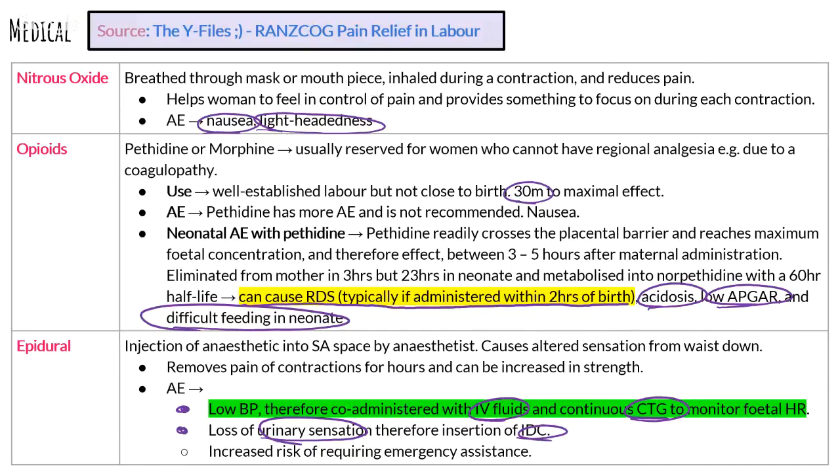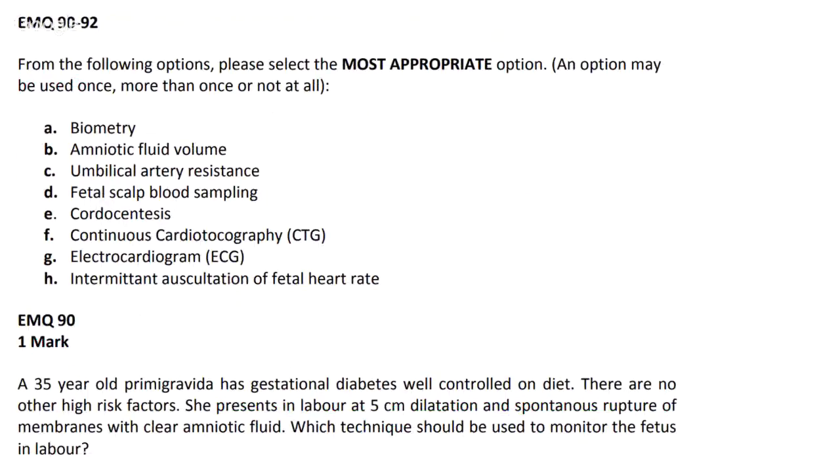And then the last thing is that although it's small, having an epidural increases your risk of requiring further emergency management, so things like C-section. I'm not sure exactly what the reason is. Okay? Very good. All right.